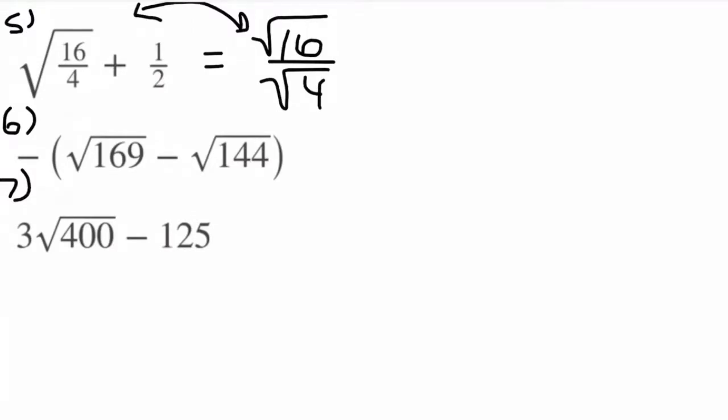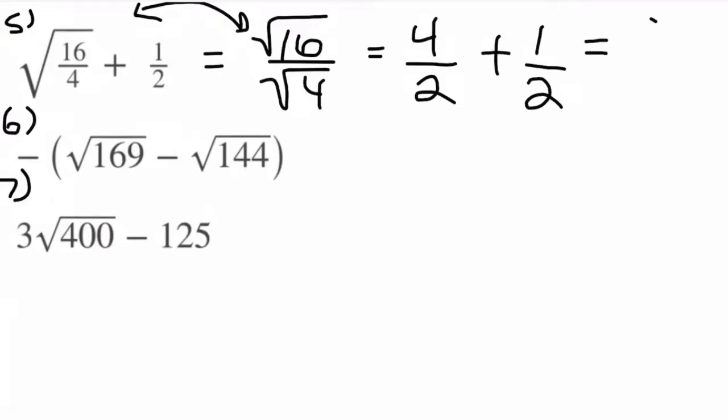So when you see a fraction like this underneath of a radical, the numerator and denominator, you can find the square root of both of those numbers. So then this becomes 4 halves, because the square root of 16 is 4 and the square root of 4 is 2, plus 1 half. I'm going to go ahead and leave that 4 halves because in order to add fractions, you have to have the same denominator. And so we add the numerators and we keep the denominator the same. That's 5 halves.